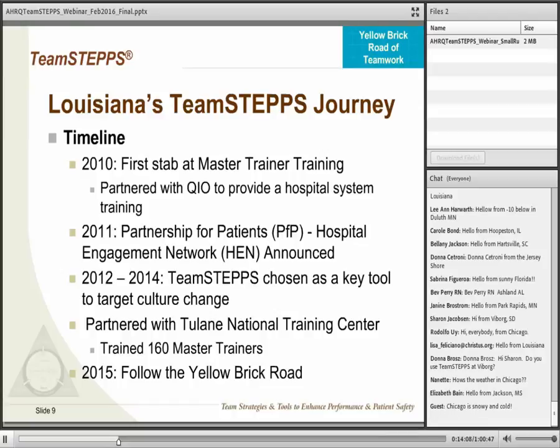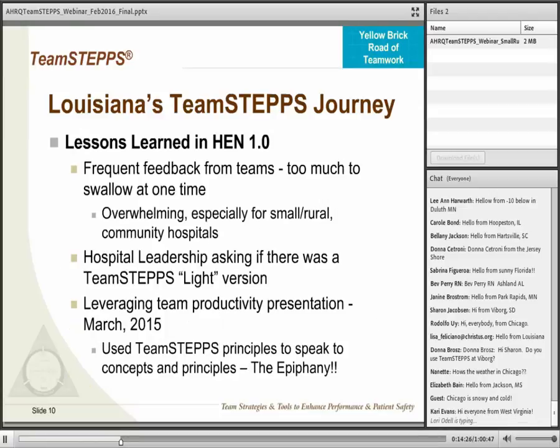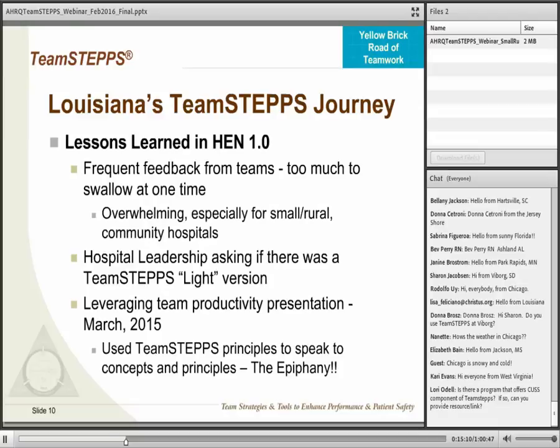So we got trainers, but what you find is people go into the course and feel it's fairly overwhelming, and that's some of the feedback. In 2015, you're going to hear more about where the yellow brick road came into this. Continuing on the lessons learned, the feedback was it was too much to swallow at one time. It felt overwhelming, especially for smaller rural and community hospitals where folks are wearing multiple hats and have small teams. And I get that. The binder is fairly intimidating. It is chock-a-block full of wonderful information and tools, but when you're thinking about how to bring that back to your hospital and help it embrace this entire concept, it was too much, and you almost get paralyzed, is what I found in a lot of hospitals, unable to move it forward.